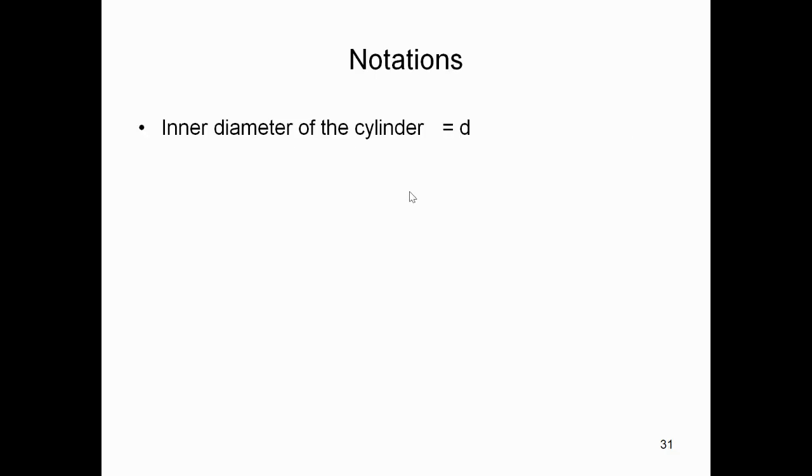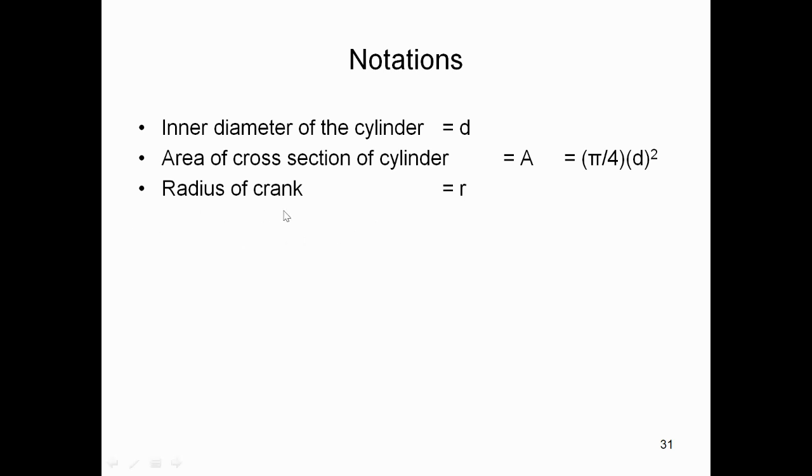Now we can see the notations. The inner diameter of the cylinder is equal to d, and the area of cross section of the cylinder, from the diameter, is A equals pi by 4 d squared. Next, radius of the crank is equal to small r, and piston stroke length L is equal to 2r.